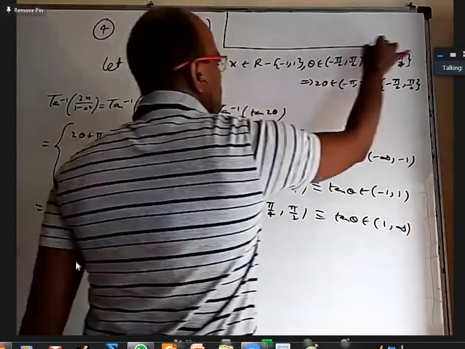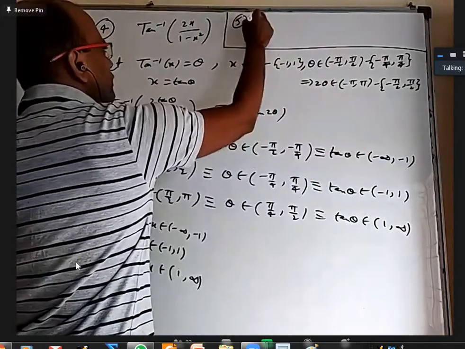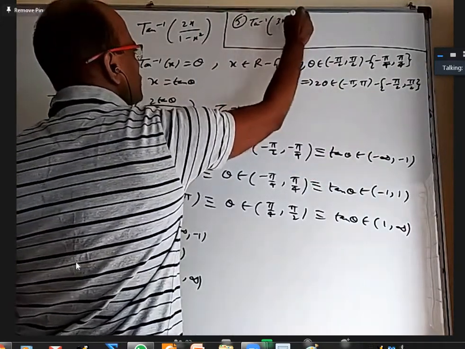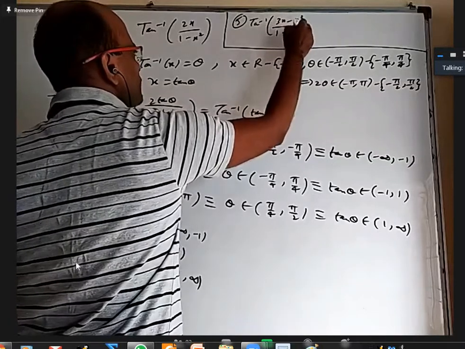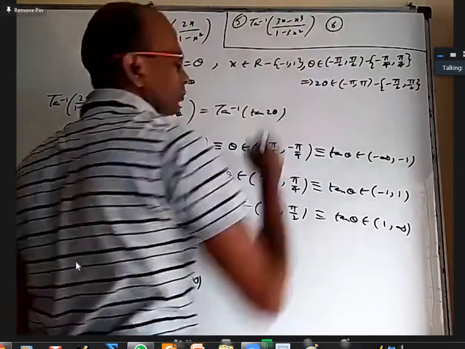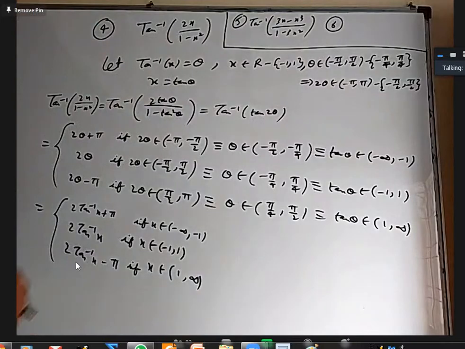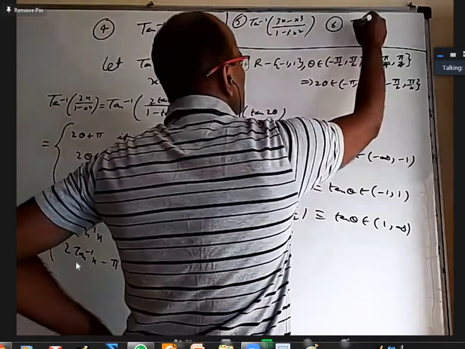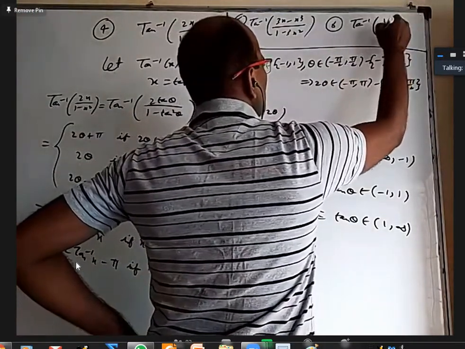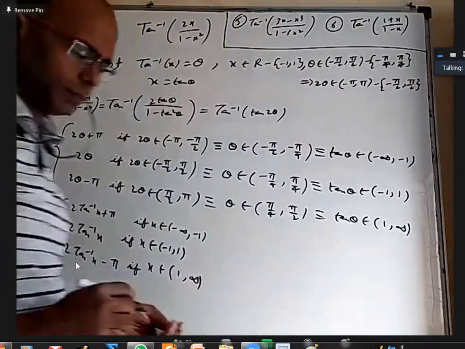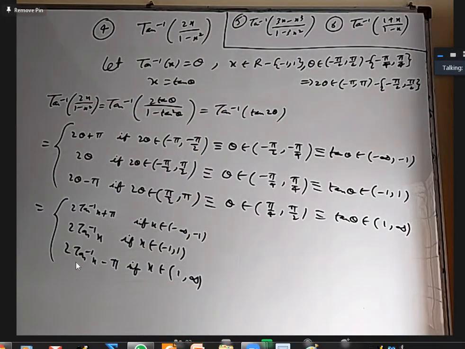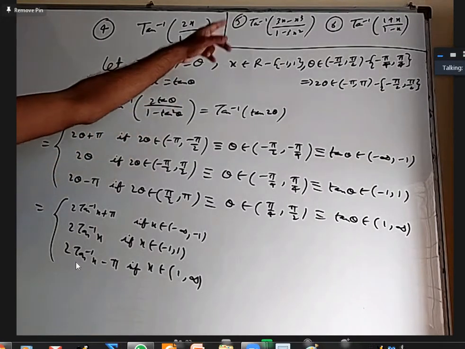Okay, on similar lines, next I want you to derive tan inverse 3x minus x cube by 1 minus 3x square, and also tan inverse 1 plus x by 1 minus x. So those who completed this, you can try this one next, and then this one.